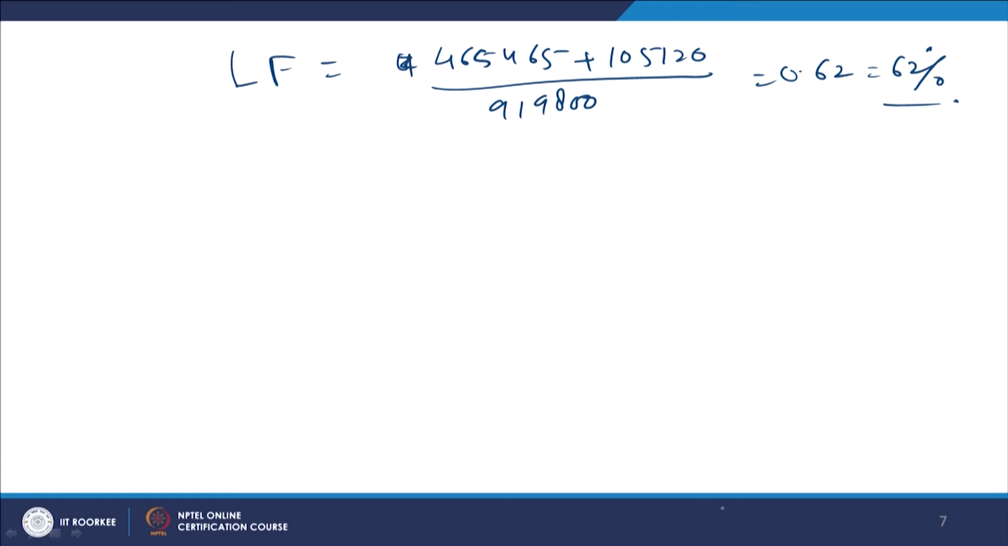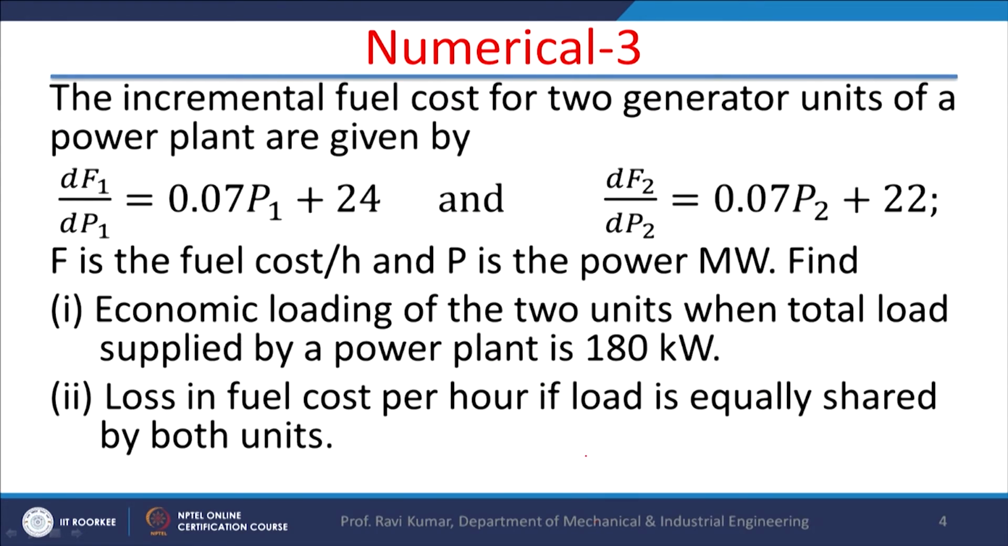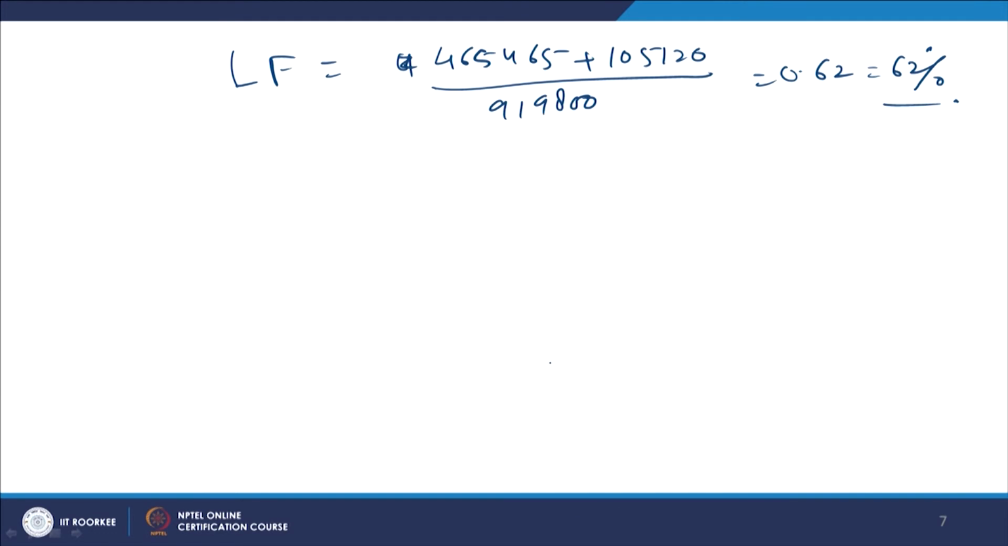And there is a reserve capacity, as I said it is 22%, but there is no reserve capacity for the base load plant. The reserve capacity is only for the peak load plant, it is not for the base load plant. So, regarding the capacity factor, it is equal to the load factor, which is 62% for the base load plant.